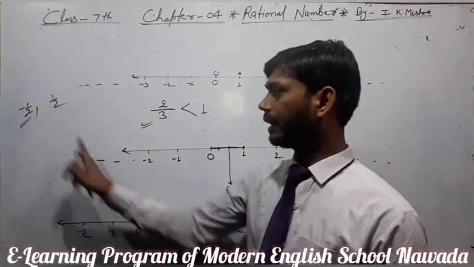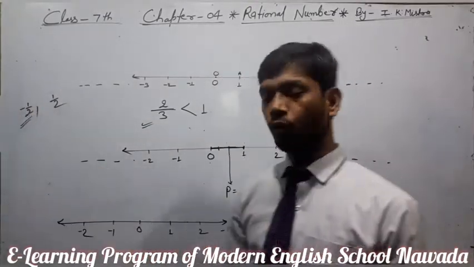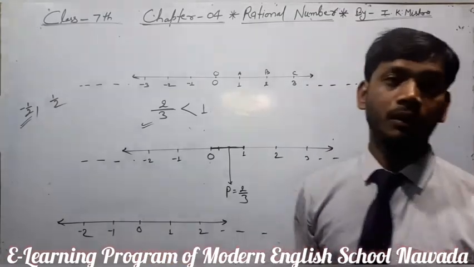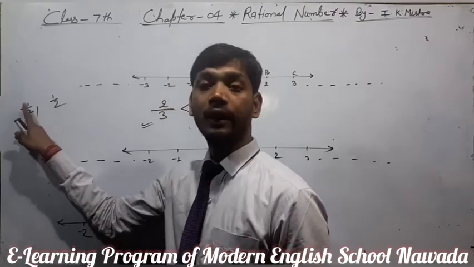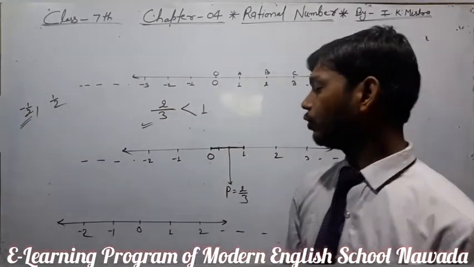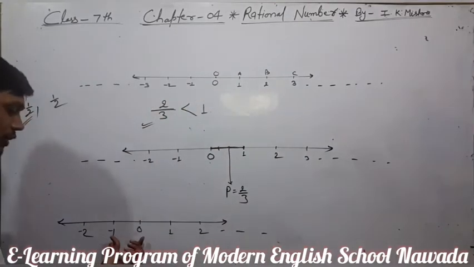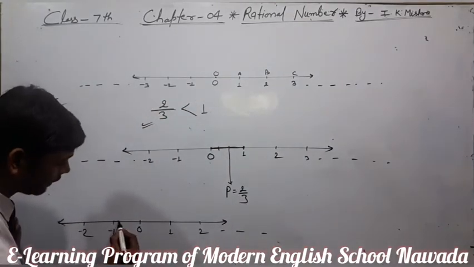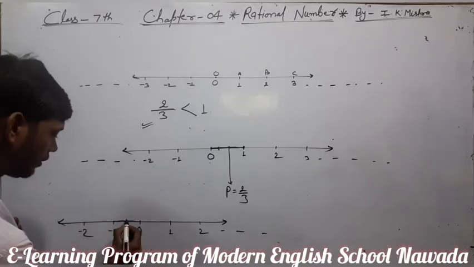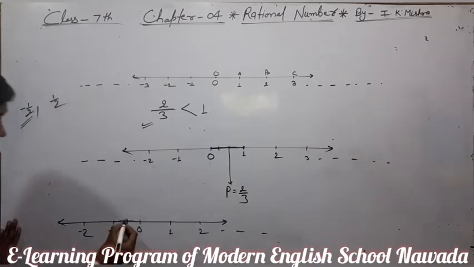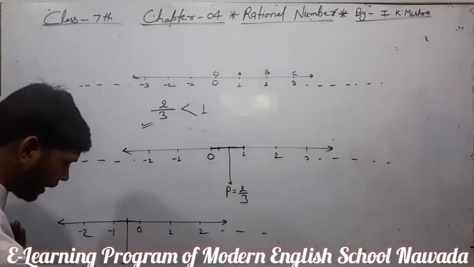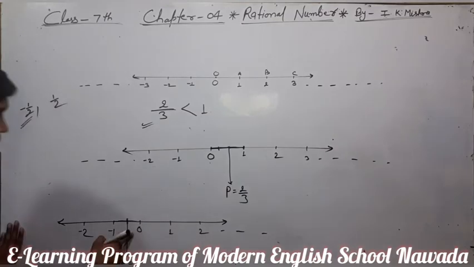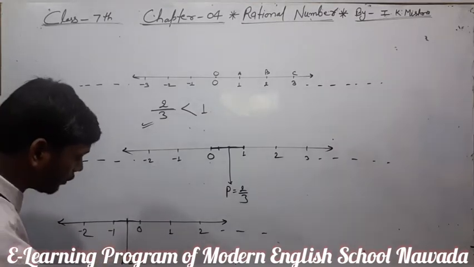So first of all, identify which two integers the rational number lies between. Here I think -1 by 2 lies between 0 and -1, and here consider its denominator. Its denominator is 2. That means we have to divide the distance between 0 and -1 into two equal parts. Here I mark a point, and this part is divided into two equal parts. Take point P, this point represents -1 by 2.